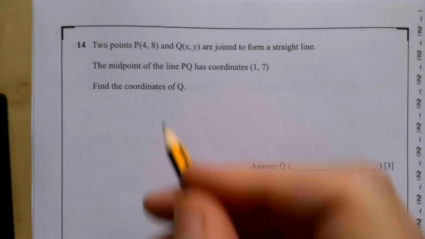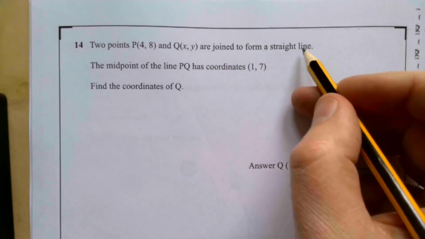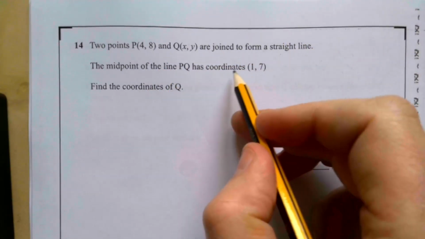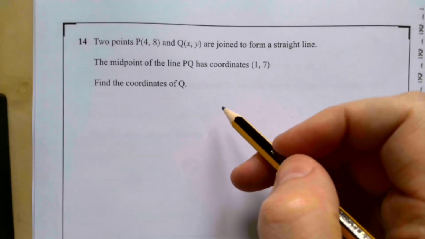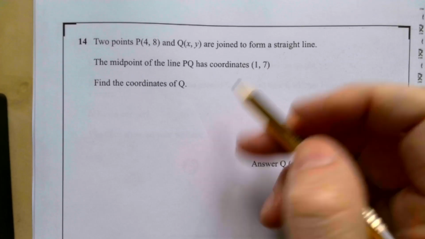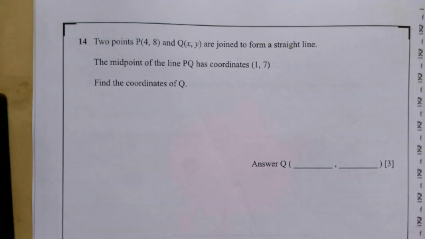Two points P, which is (4, 8), and Q, (x, y), are joined to form a straight line. The midpoint of the line PQ is the coordinate (1, 7). Find the coordinates of Q. You can use the midpoint formula here if you want. You could do a wee diagram or you could just count squares.